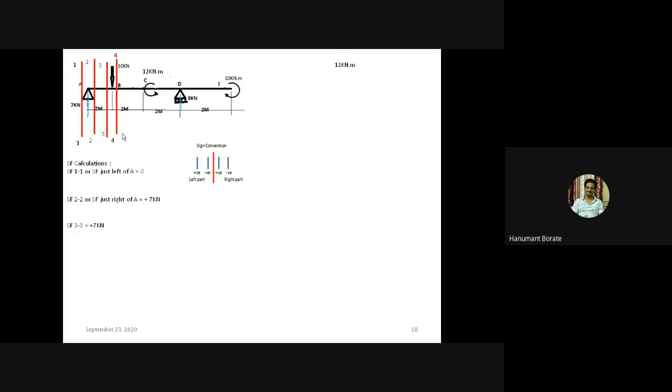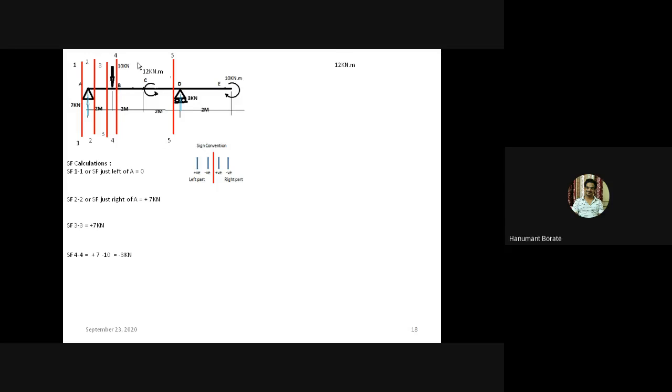Now take section 4-4, just right of this vertical load. This section 4-4 will divide the beam into two parts, left part and right part. Consider the left part only. In the left part there are two forces, 7 kilonewton acting upward and 10 kilonewton acting downward. Use the sign convention. As per the sign convention, we'll get here the SF value as minus 3 kilonewton.